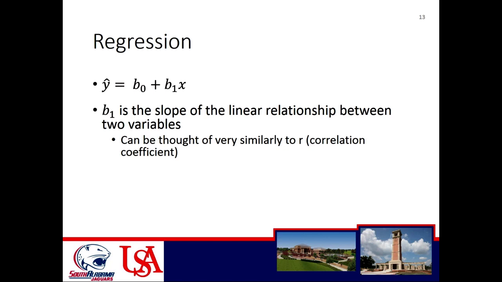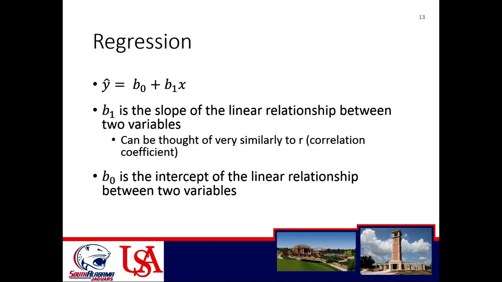So beta 1 is the slope of the linear relationship between the two variables, and it's extremely similar to r, or the correlation coefficient. So beta 1 is the strength of the relationship and the direction between your x and your y variable. So it's almost identical to what you would think of as a correlation coefficient. So whenever you see beta 1, you should automatically think that's very similar to a correlation. That's the strength and the direction of the relationship between my x and my y variable.